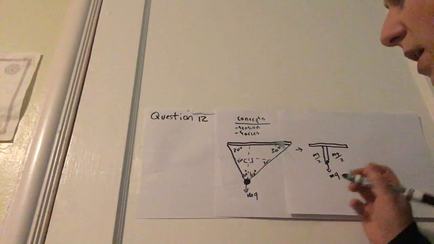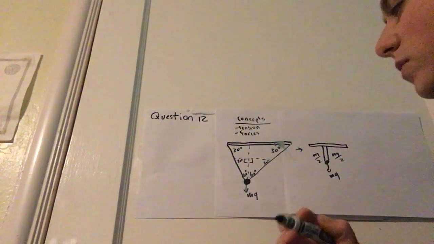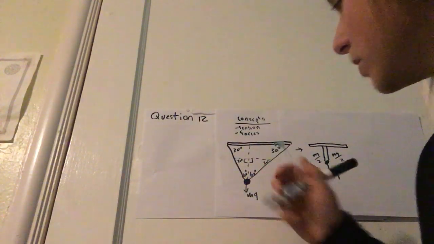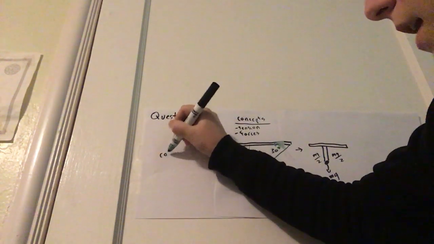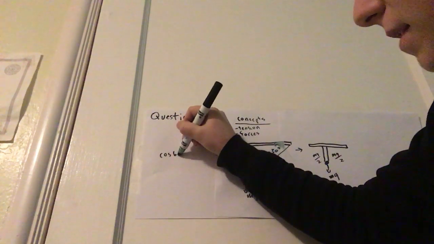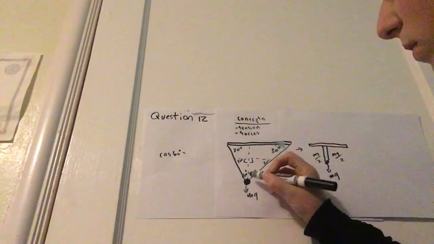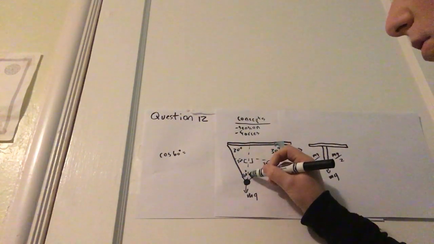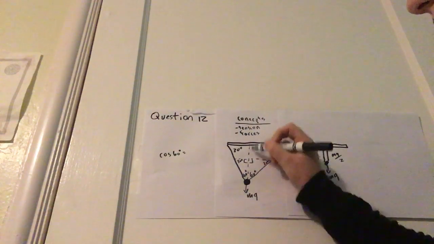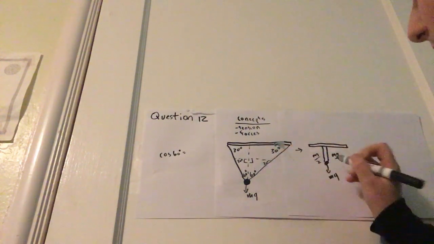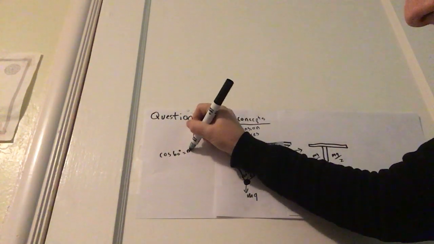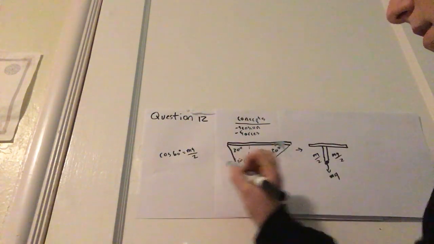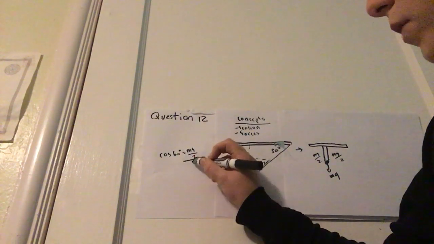You can do sine, cosine, or whatever angle you wish to do. However, I'm just going to do cosine of 60 degrees, and cosine is adjacent over hypotenuse. So this side going up, as I've shown before, is mg over 2. So mg over 2 is the adjacent, and then I'm solving for the hypotenuse. So I'm going to call it h.